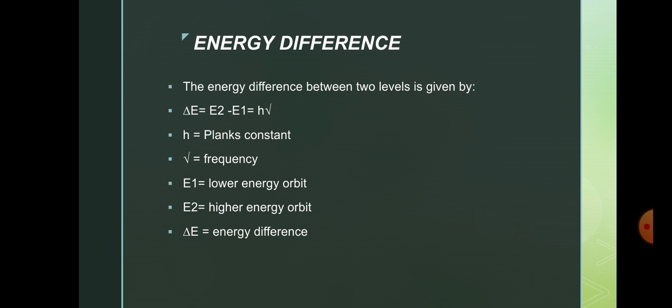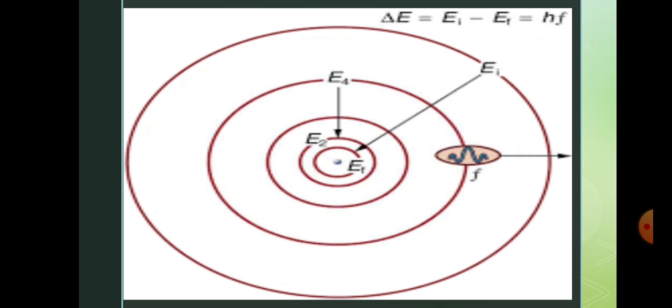Then energy differences. The energy difference between the two energy levels is given by ΔE = E2 − E1 = hν. Here h is Planck's constant, ν is the frequency, E1 is the lower energy orbit, E2 is the higher energy orbit, and ΔE is the energy difference. So these are the differences between the two energy levels. Like you can see on your screen, E1, E2, E3 and so on.